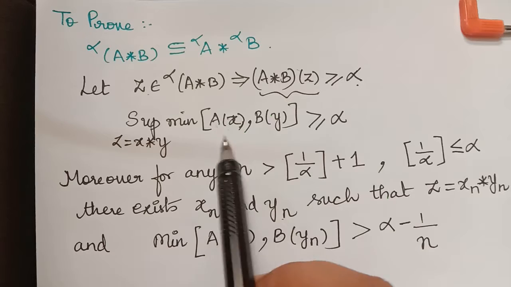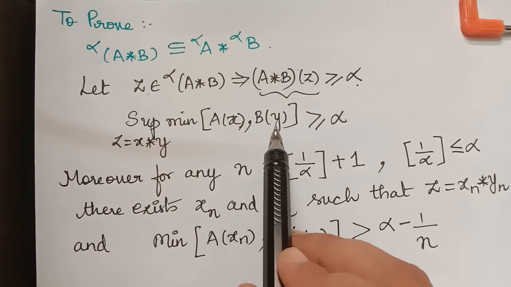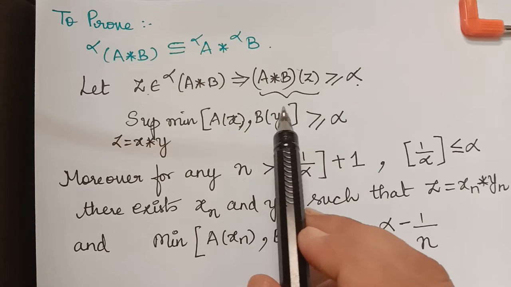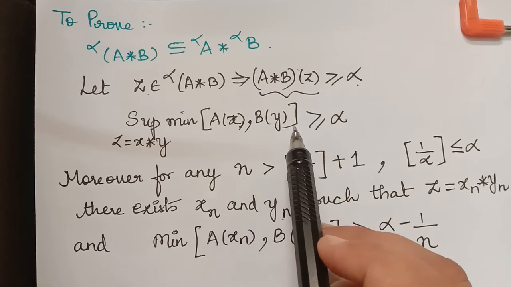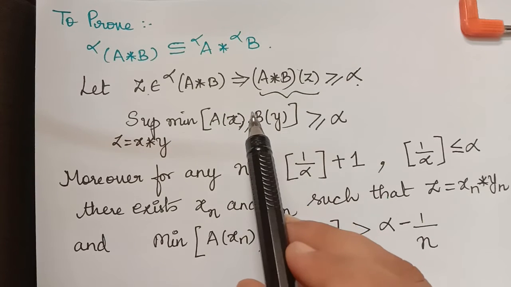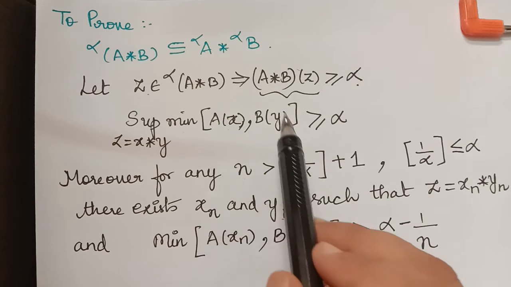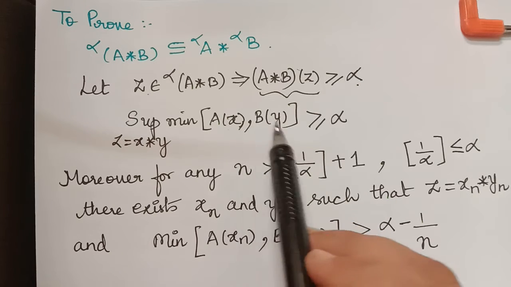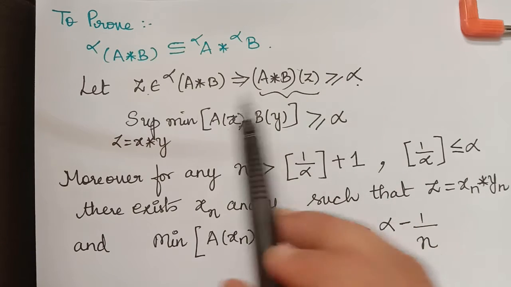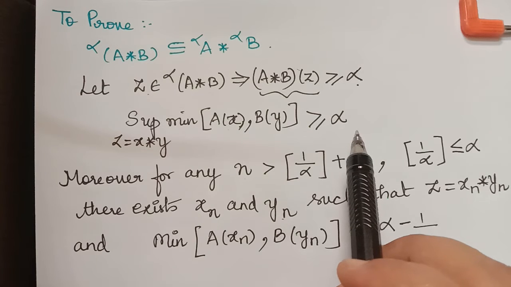For example, if it is A of x0 and B of y0, then we have to choose the minimum of those two values. Similarly, A of x1 and B of y1, out of those two, we have to choose the minimum. Then A of x3 and B of y3, for example. Like that, up to A of xn comma B of yn. So we will be choosing the minimum of those values. So we will have a set of values out of which we will choose a maximum. So that value will be greater than or equal to alpha.